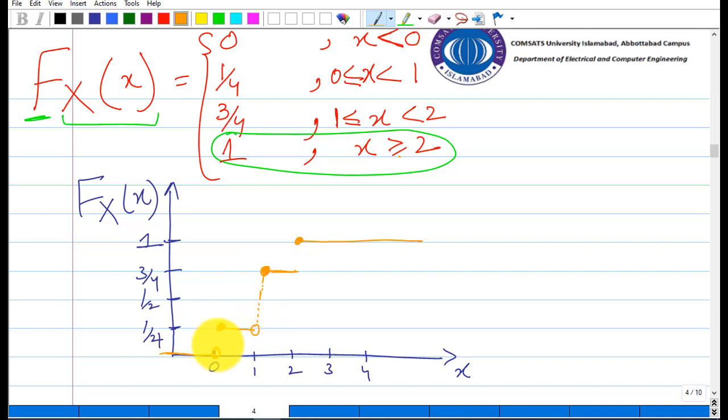So this is a jump here, so we can show the jump by dotted line. And again at this point it is 3 by 4, and we can see that before 2 it is 3 by 4 and not exactly 2, it is 1. So it means that this function is this one actually. It has no value defined at 2, but it is defined in the next step. So it will continue here, there will be no empty circle here. So remember, once again look at this.